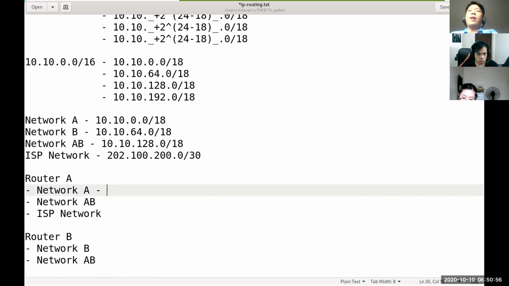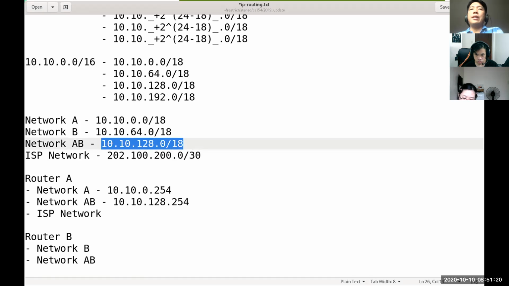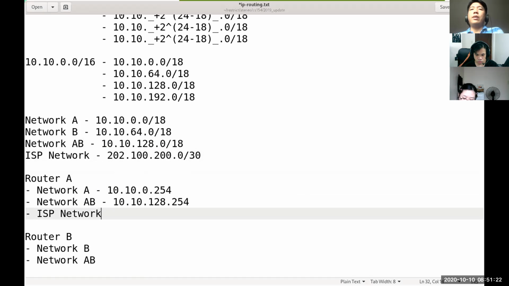So let's try to follow our convention by using the last IP address. So network A, I can do 254, right, which is the last usable IP address of this particular subnet here. Network AB, 10.10.128.254, which is the last available IP address in the subnet, right? So I assigned it to router A.